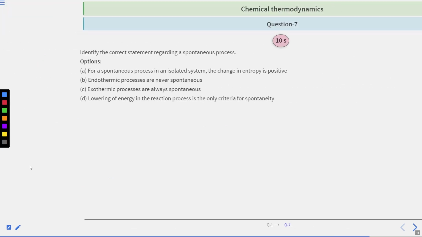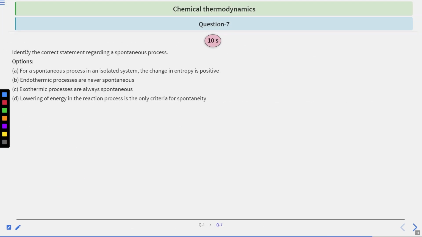Okay, so let's move to the next question. Question number 7: Identify the correct statement regarding a spontaneous process. So we have options here. For a spontaneous process in an isolated system, the change in entropy is positive. Next, endothermic processes are never spontaneous. Exothermic processes are always spontaneous. Lowering of energy in the reaction process is the only criterion for spontaneity. So you have to find out the correct statement among them. You have 10 seconds to solve this question. After that, we will see the answer.